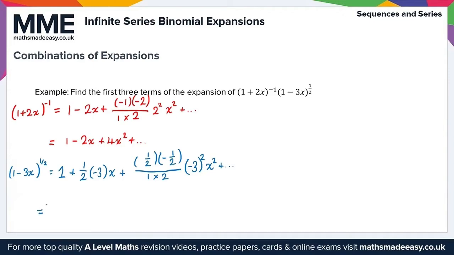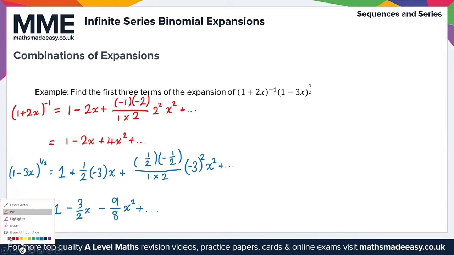Now if we simplify each term here where we can, that's going to give us 1 minus 3 over 2x. And here this would simply give us, if we simplify this correctly, minus 9 over 8 x squared there. Okay, so that gives us the first three terms there. So what we've got is the first three terms of our expansions individually. What we need to do now is consider this as a product.